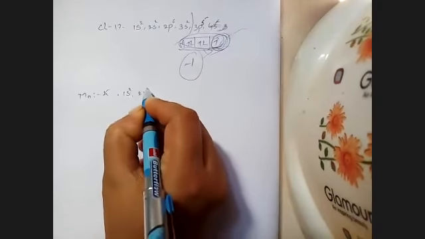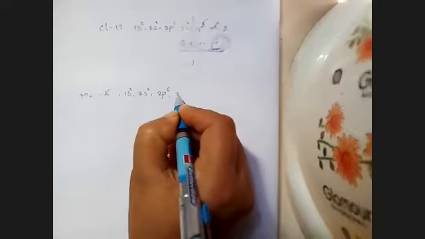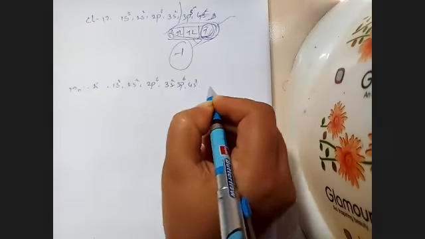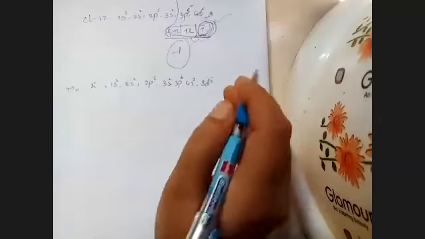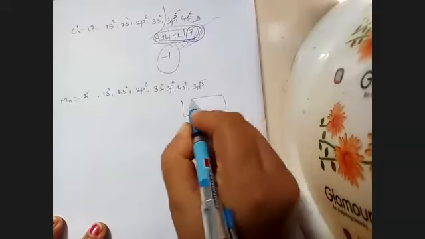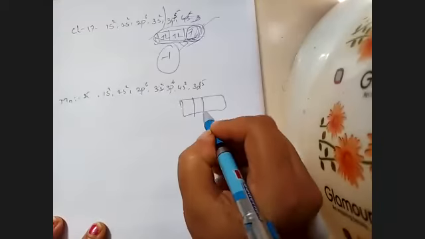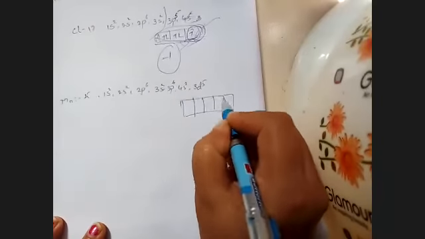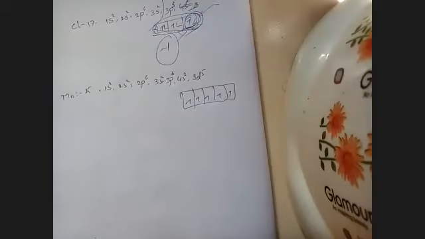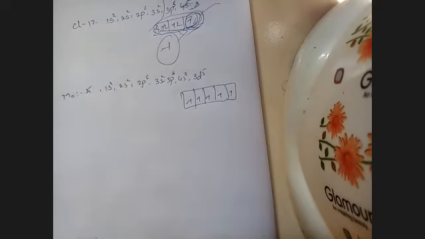It's 1s2, 2s2, 2p6, 3s2, 3p6, 4s2, 3d5. Okay, so I'll just write the last one. D has 5 orbitals, right? 1, 2, 3, 4, extra 1, 5. So it's already half filled. According to my statement from yesterday, half filled subshells are almost stable. Is it right?